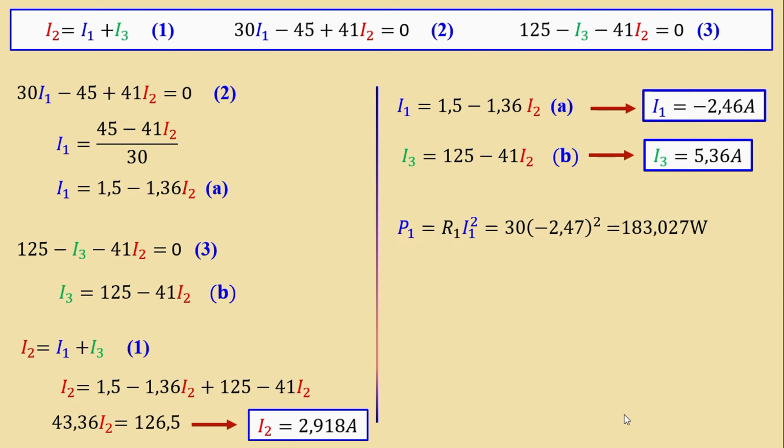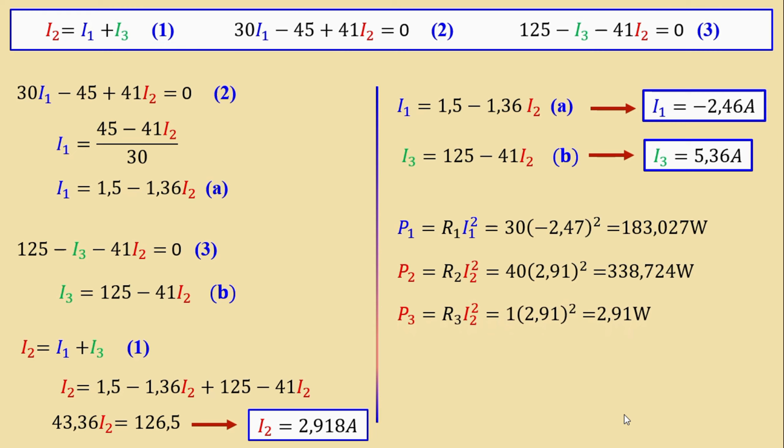After we finish calculating the currents, we go to calculate the dissipated power in each resistor. We know that the dissipated power in a resistor is equal to the resistor multiplied by the current squared. Then we write P1 is equal to R1 I1 squared. We obtain 183.027 watts. And we have P2 is R2 I2 squared. We obtain 338.72 watts. P3 is R3 I2 squared is equal to 291 watts. And finally P4 is equal to R4 I3 squared is equal to 569 watts.